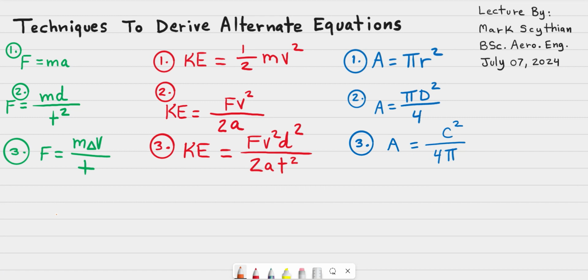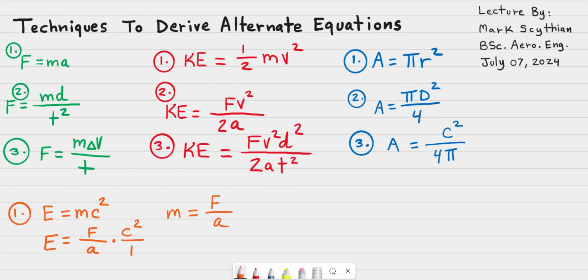So we have one more example here. It could be the Einstein-Rosen bridge, which is E, energy, is equal to mass times the speed of light squared. So we could redefine mass as force divided into acceleration. So this then could be derived into force divided into acceleration times the speed of light squared. So E, energy, is also equal to force times the speed of light squared divided into A. So we can call that number 2.